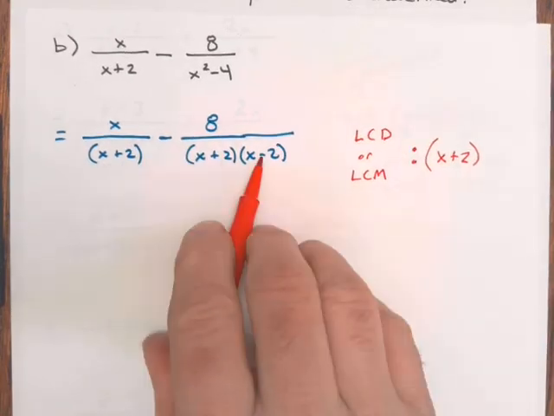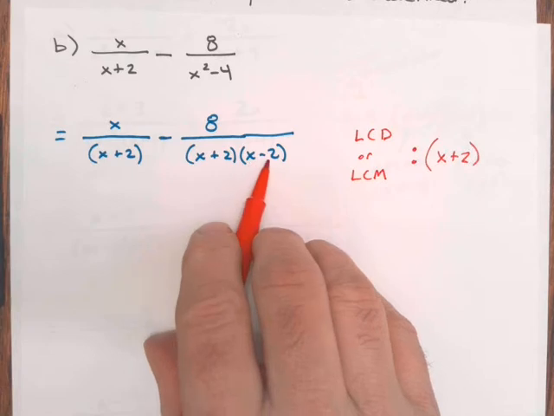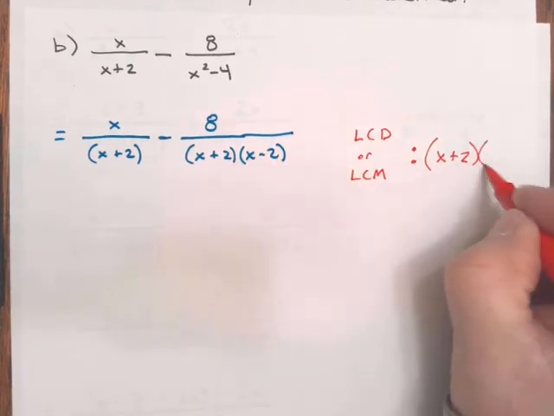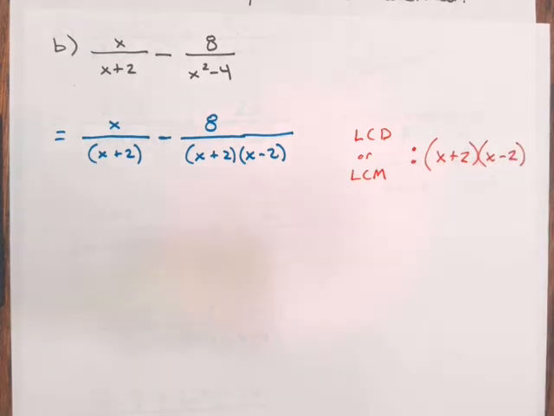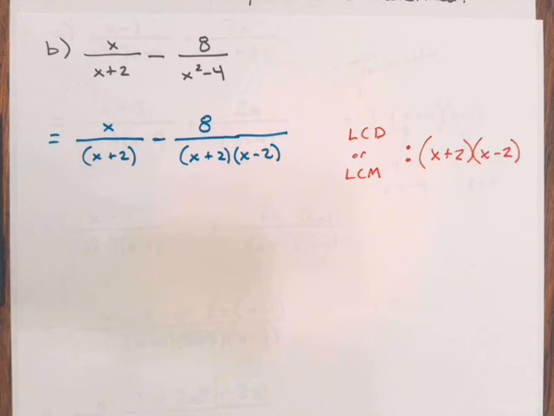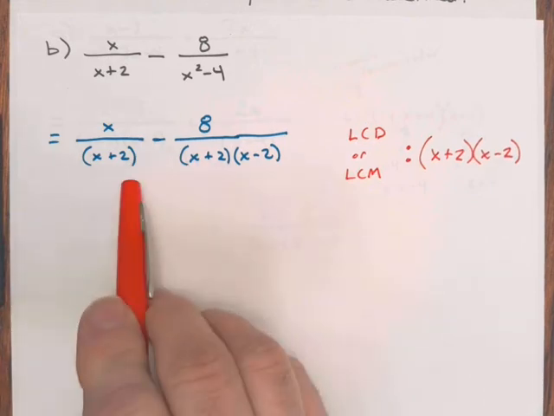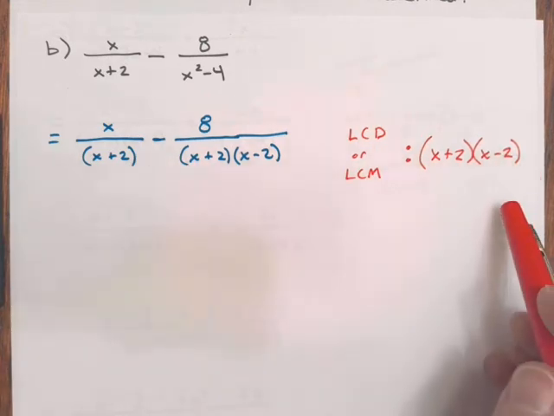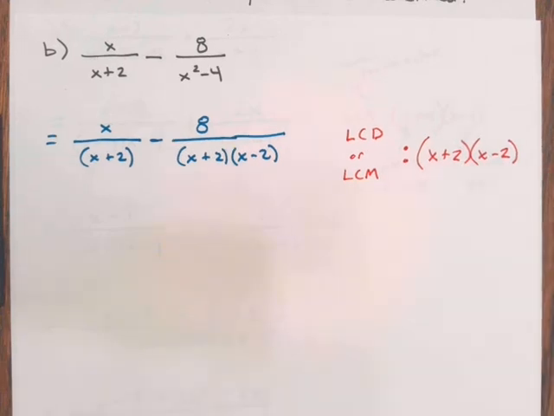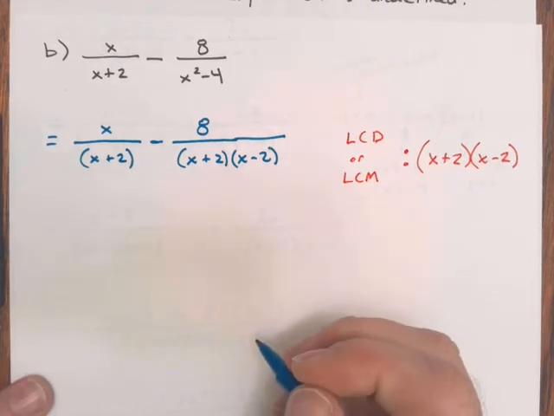And then we do have another factor here. It's an x minus 2, not listed in the first one, but it's listed here in the second one. And if you have something that's only listed once, that does need to be part of your least common multiple as well. So the lowest common denominator for these two fractions is going to be an x plus 2 times an x minus 2, which is the same thing as our least common multiple.